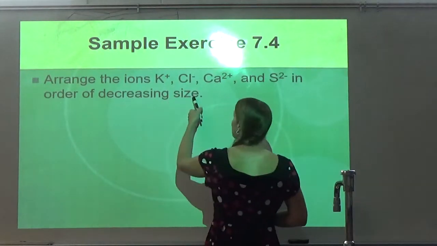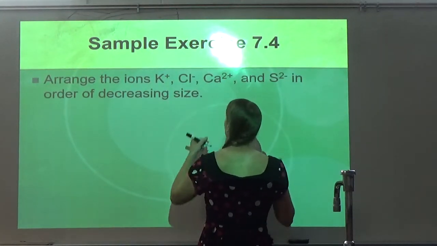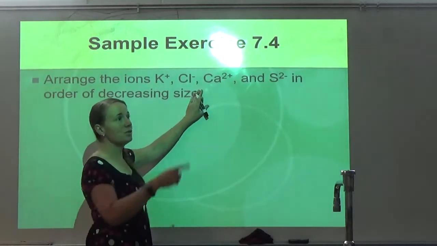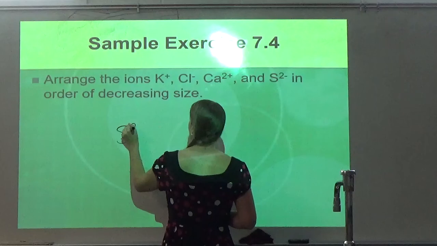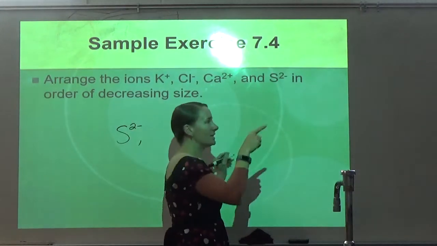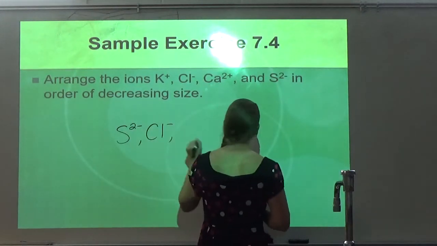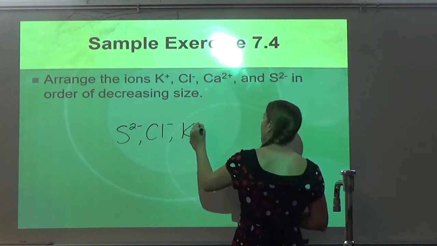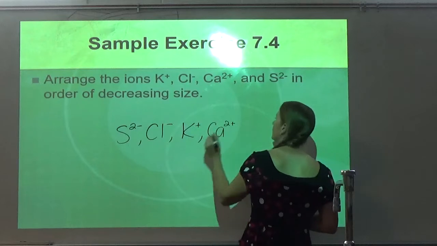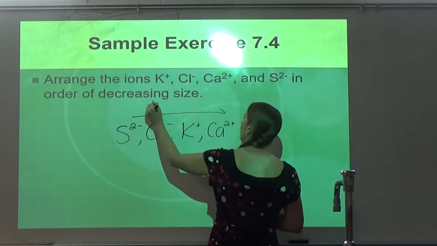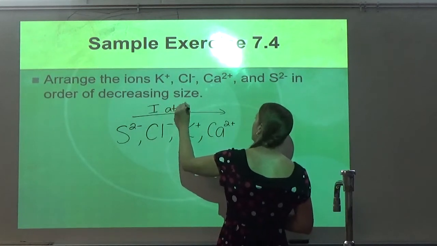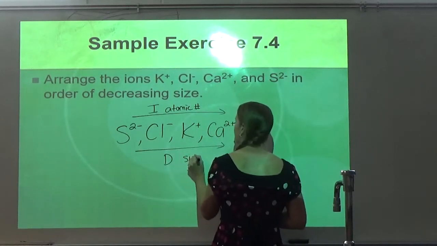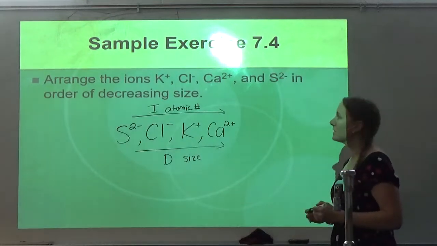We want them in order of decreasing size, so I put them in order of increasing atomic number. So out of K, Cl, Ca, and S, who has the lowest atomic number? It's S. So I put S first. Next is Cl. So I put that next. Next is K. So I put that next. And last is Ca positive 2. So see, I put them in order of increasing atomic number, and so that puts it in order of decreasing size or radius.